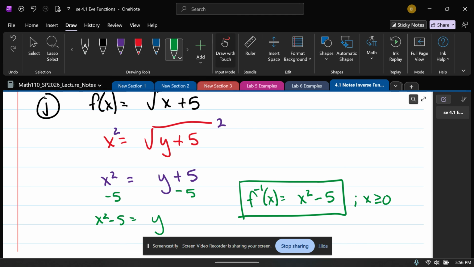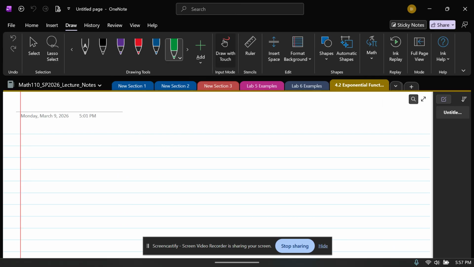Good news. Section 2. Let's do some exponential stuff. Exponential functions is section 2, 4.2, exponential functions. Exponential functions are functions that look like this.